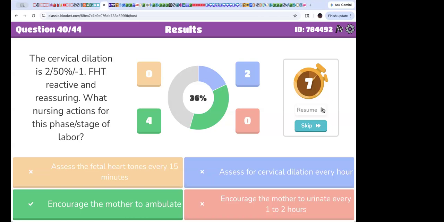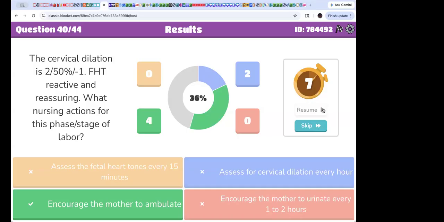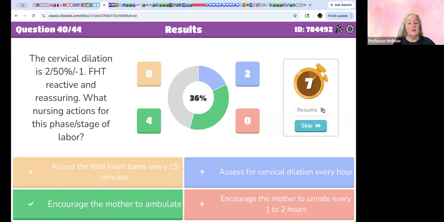She's in the first stage, and what phase? Latent phase. So during the latent phase, encouraging ambulation is a great idea to help things keep moving. Remember that if she is in labor, ambulation will help. The contractions should increase in frequency and intensity. It helps gravity bring the baby down on the cervix. All of these things are good.